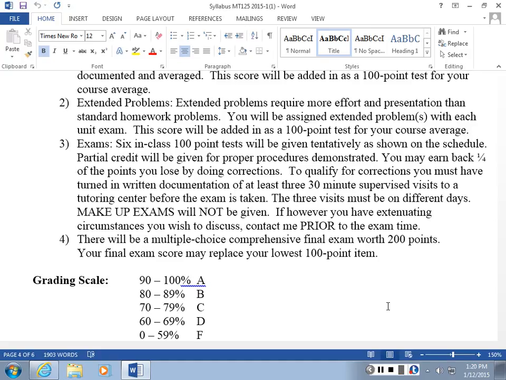Your extended problems and your homework also are both 100-point items. And so it can replace either one of those also.